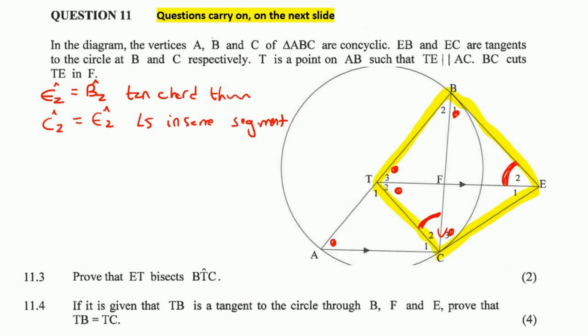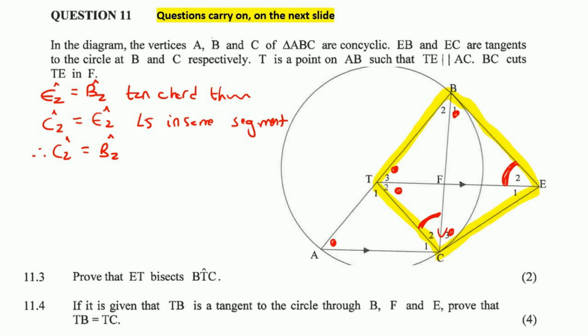Right, and so once again, if you look carefully at what we've done here, we started off by saying that angle E2 and B2 are the same. So B2 and E2, we said that they were the same. Then we said that C2 is the same as E2. So because E2 is shared by both, then we can say that these two are now equal. So we can say, therefore, C2 must be the same as B2.